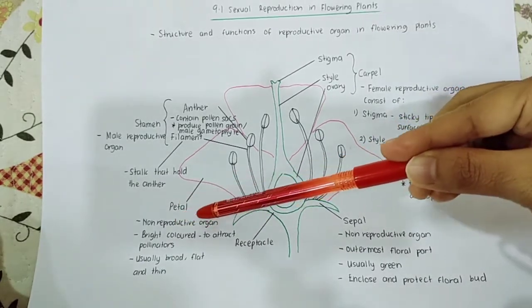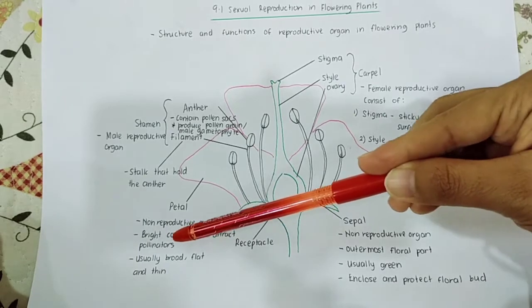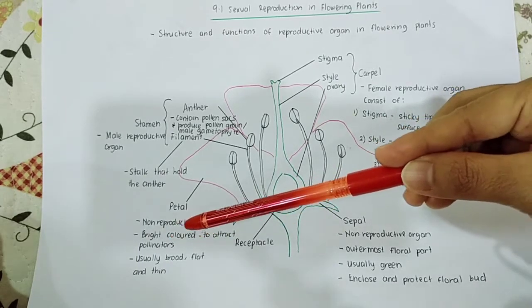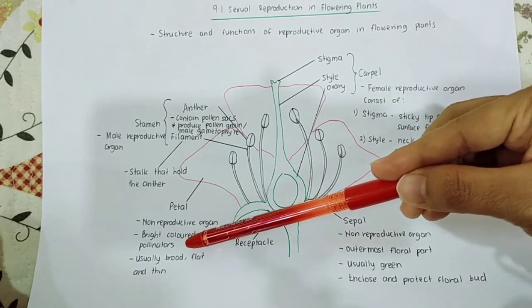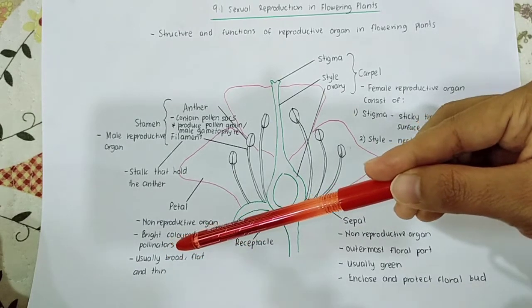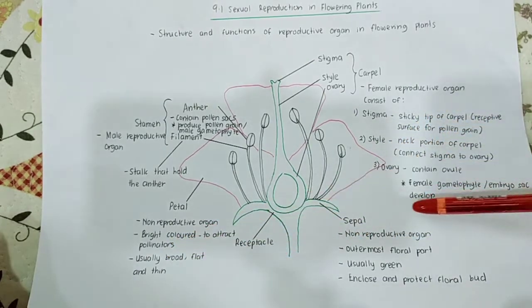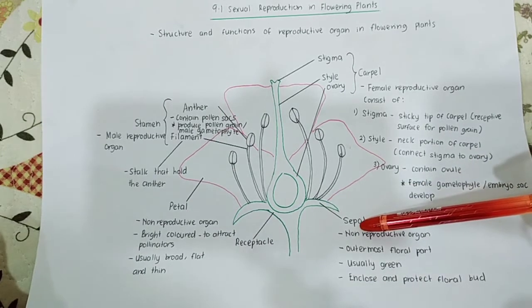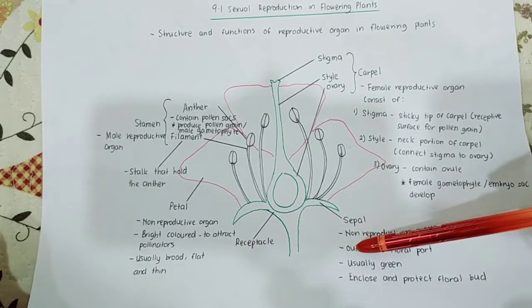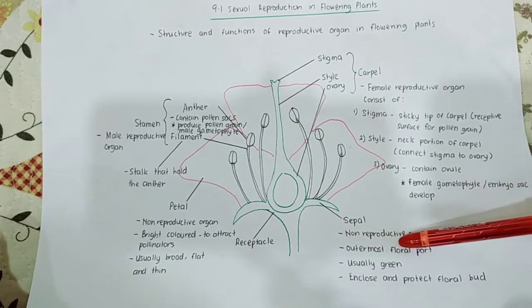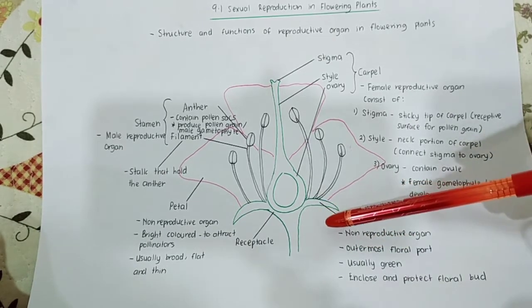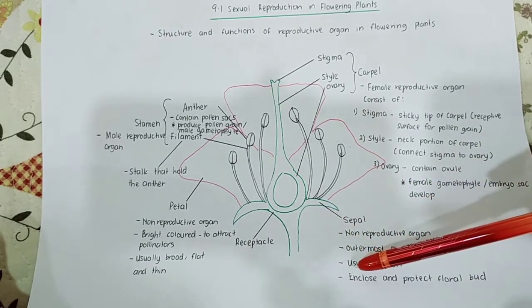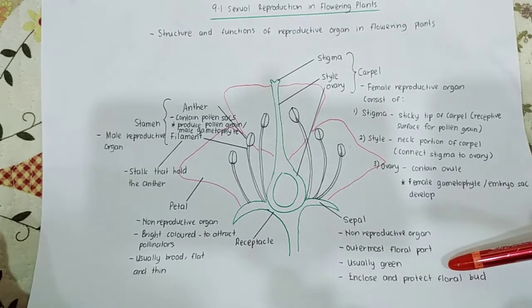Okay, so firstly we look at the first structure which is petal. So petal is a non-reproductive organ. Okay, and then it is bright color. Kenapa bright color? Because it will attract the pollinators. Okay, then usually broad, flat and thin. Okay, and then next, this is sepal. So what is sepal? It is also a non-reproductive organ. Then the outermost floral part. Okay, the color is usually green. Another one, it will enclose and protect the floral bud.